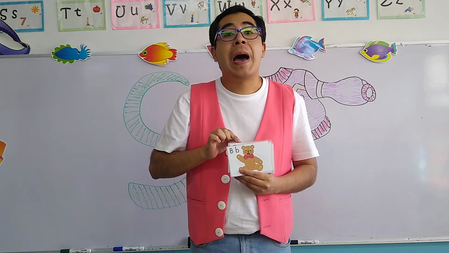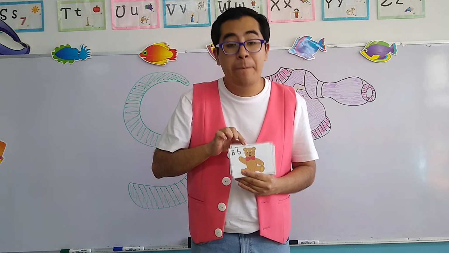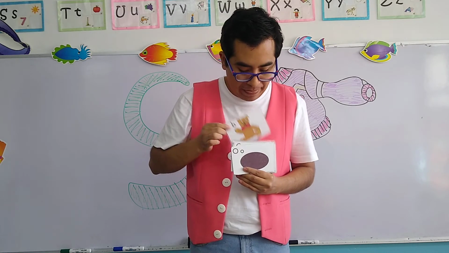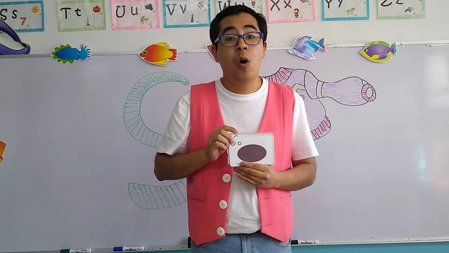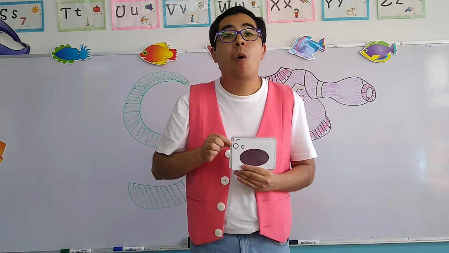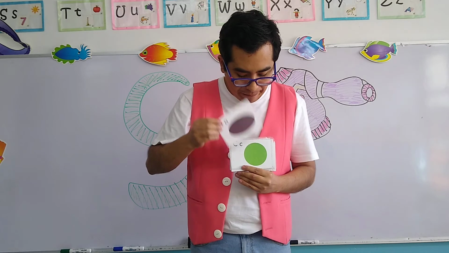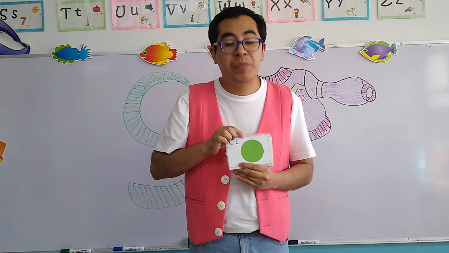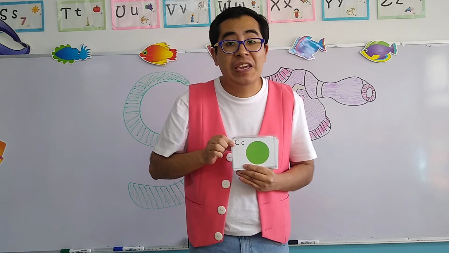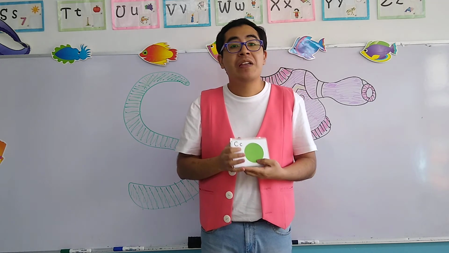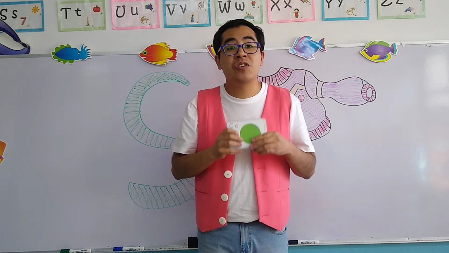I'm going to show you one more. Here we have a bear, which is an animal of the jungle. Now the bear begins with the letter B. Then we have an oval. Now the oval begins with the letter O. One more. We have a circle. Now the circle begins with the letter C. Excellent. Very good. You see, this is the way that we can practice the letters in disorder.